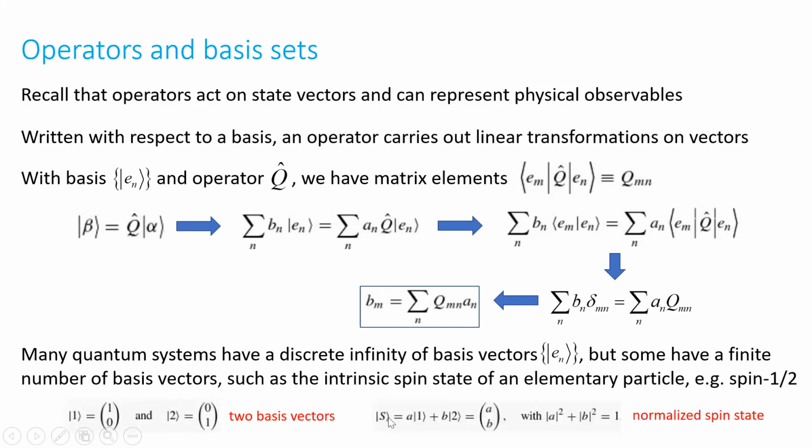And then an arbitrary state S would be written as some multiple A of spin up plus some multiple B of spin down. So that would just be AB. And then to normalize it, we want A squared plus B squared equal to 1. Operators, like the energy operator, the Hamiltonian, would be a 2x2 matrix in this representation of spin up and spin down.